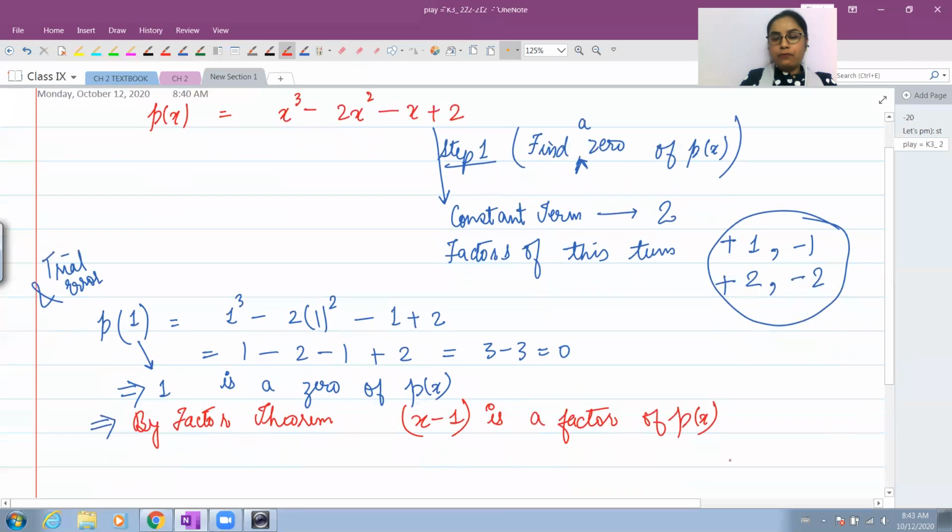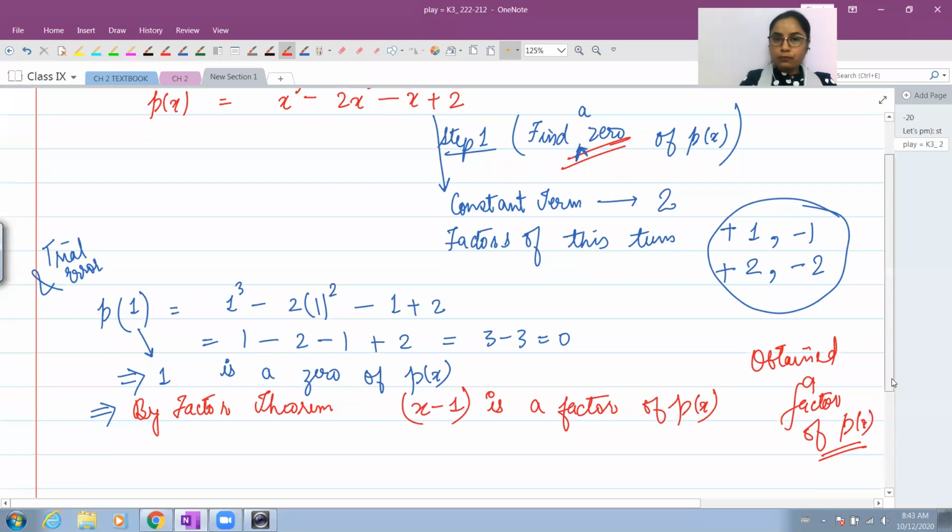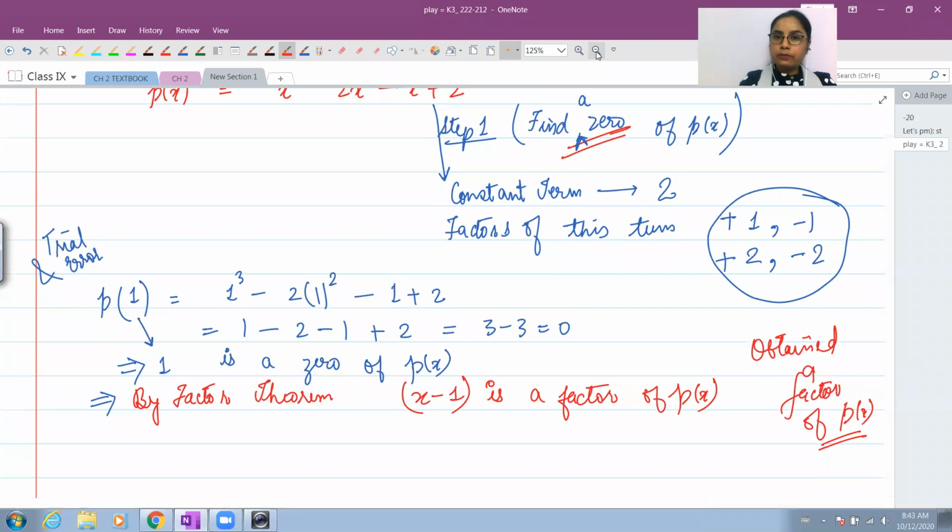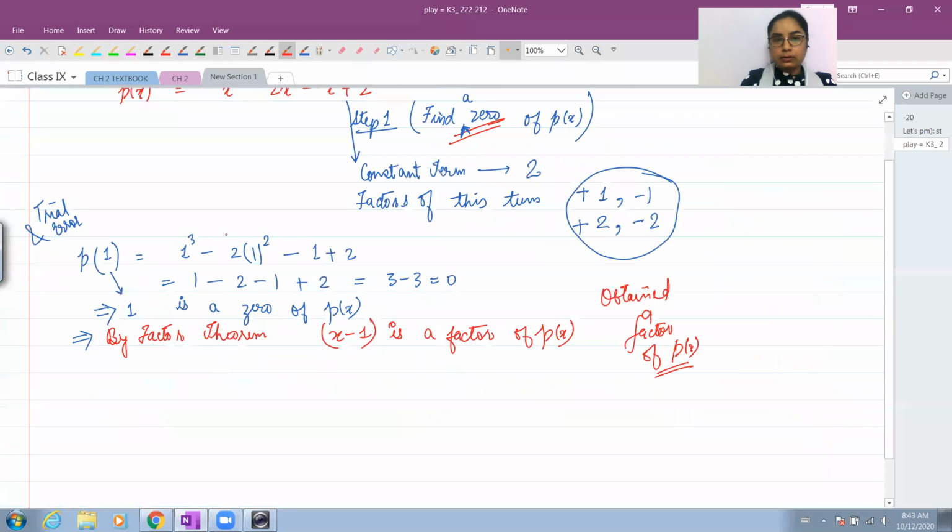I've obtained one factor of p(x). This is the first step. I had found a 0, and with the help of that 0, I have obtained a factor of p(x). Once you have obtained the factor of p(x), the next step will be to divide your polynomial by this factor.